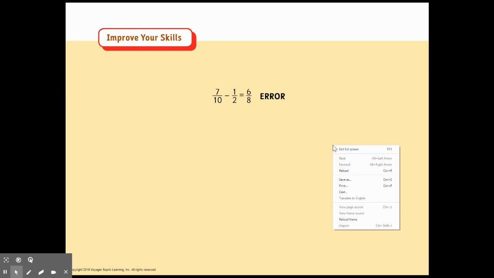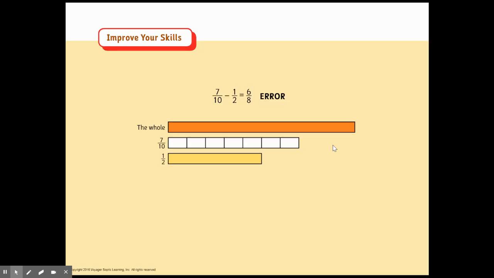So let's show the right answer and how to find that. So let's use rods to represent the fractions. To subtract, remember we must have the same denominator. So we're going to convert 1/2 into an equivalent fraction, so the denominator will be a 10. 1/2 is equal to 5/10.